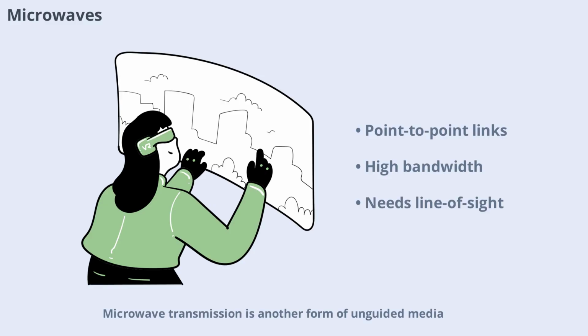Microwave transmission is another form of unguided media, commonly used for point-to-point communication links. Microwaves travel in straight lines and require line of sight between the transmitter and receiver. They're used in satellite communication, cellular networks, and long-distance data links. While microwaves offer high bandwidth, they can be affected by obstacles and weather conditions.